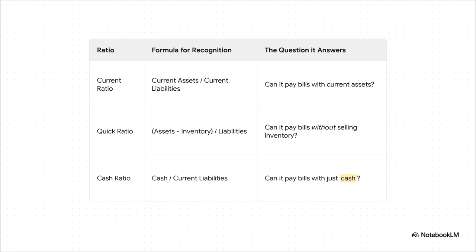Now, here's what's so cool about these. See the pattern? They get stricter and stricter. The current ratio is kind of the easy, broad look. Then the quick ratio jumps in and says, whoa, hold on, inventory can be tough to sell quickly, so it takes it out. And finally, the cash ratio is the ultimate stress test. Just pure cash and nothing else. It's like a series of tests, from easy to really, really hard.